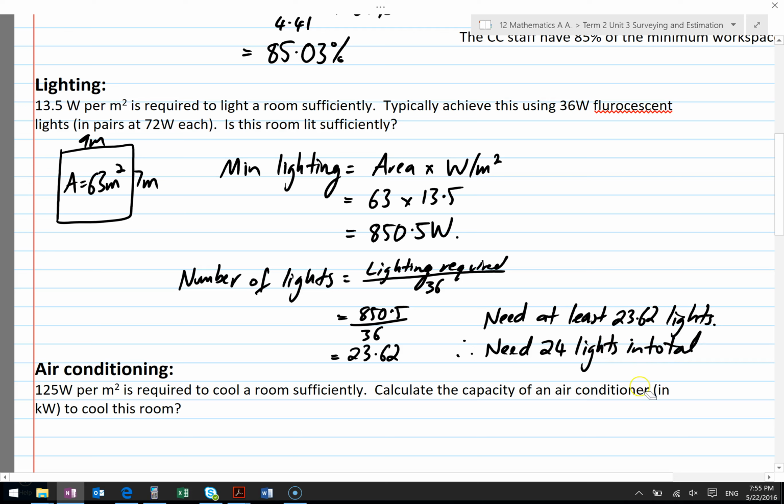Okay, so your job now is to have a look around the classroom and make sure that there's actually 24 lights there. If there isn't, then we'd make a recommendation: need to put more lights in there for it to be lit sufficiently.